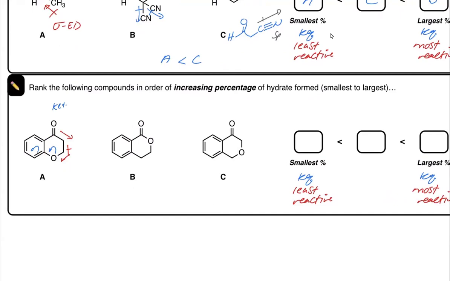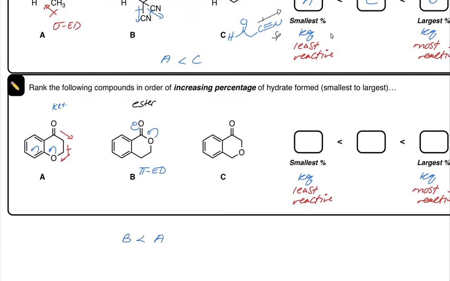Looking at structure B, notice how this is an ester functional group because the oxygen is directly connected to the carbonyl carbon. Accordingly, we expect the oxygen to have a resonance donation, a pi electron donation, which would make that less reactive than A. Esters are less reactive than ketones due to that resonance donation over the carbonyl. So we know B is going to be less reactive than A.